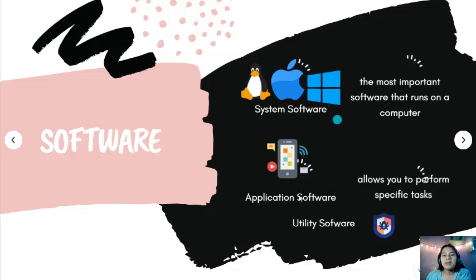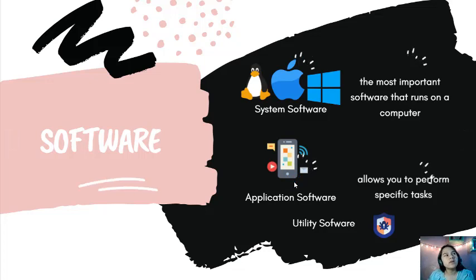Now application software, a lot. We really have a lot of application software. We have video editing software. We have Canva. When you look at your phone, a lot of software is there. It allows you to perform specific tasks.